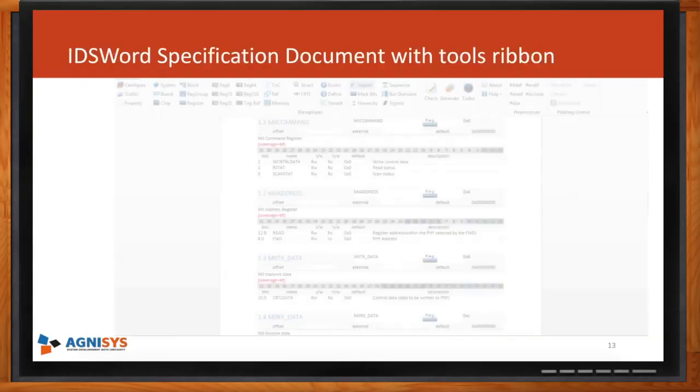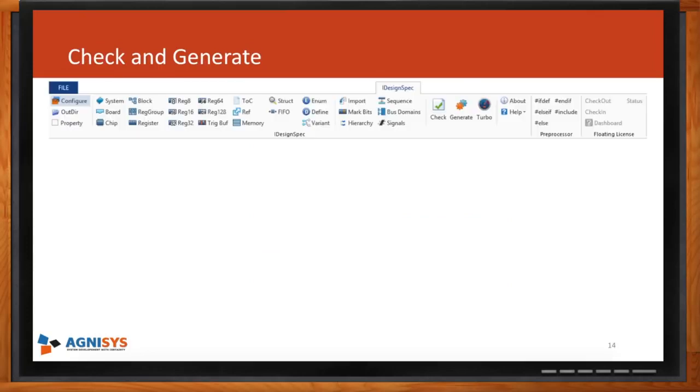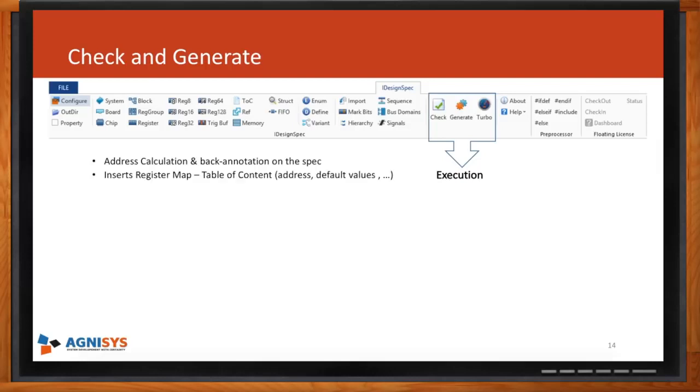Once you're done, you would have a bunch of registers and you would have blocks, and you can even refer to external documents. Okay, cool. The specification would look like this. And you click on check or generate, and a check process goes. The tool does address calculation and actually it back annotates the information onto the spec. You don't have to edit it in multiple places. Nice. Okay. It will insert the table of contents, the addresses, the default values.